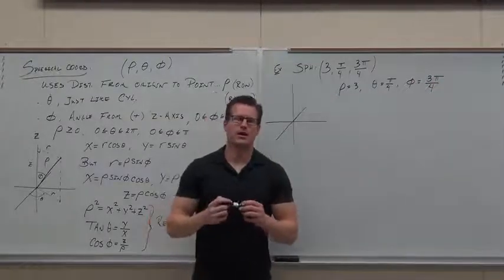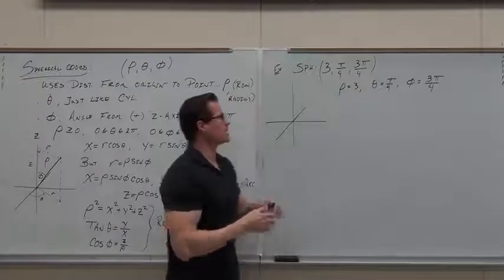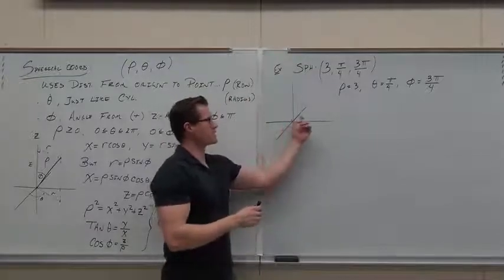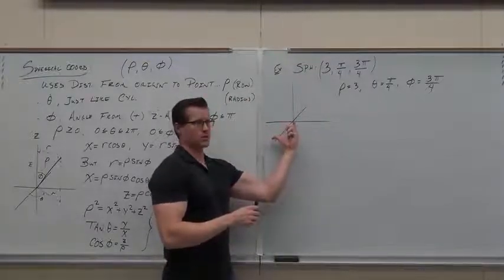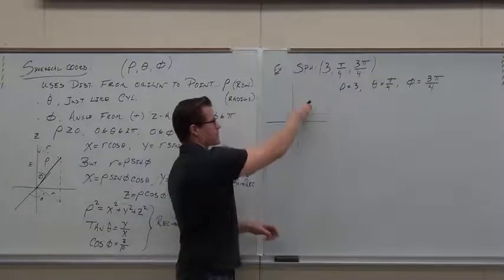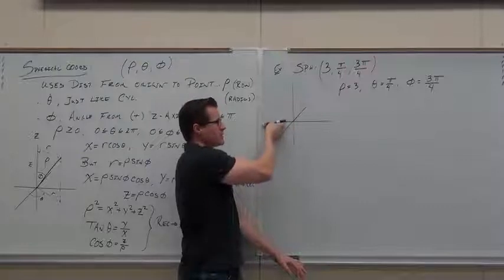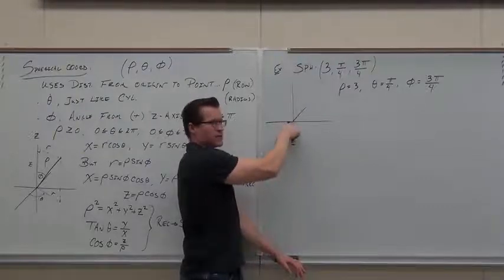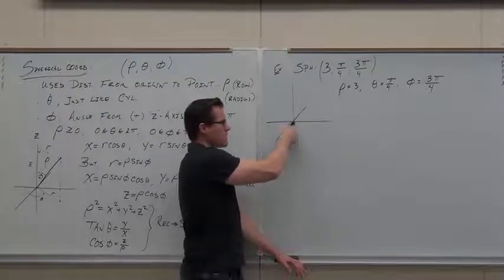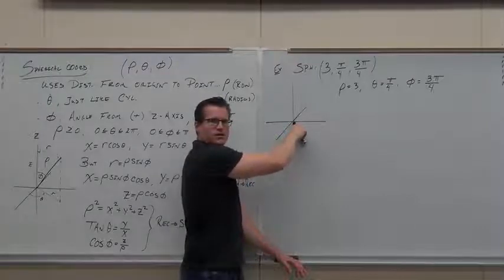Okay, check it out. I want you to visualize this. If your rho is 3, that means I'm coming out, I've got a radius of 3. So let's imagine it this way. What's the theta going to do? Is it going to move it this way, negative, or this way, positive? So it's going to put it right here. Do you guys see that? So that's in quadrant what?